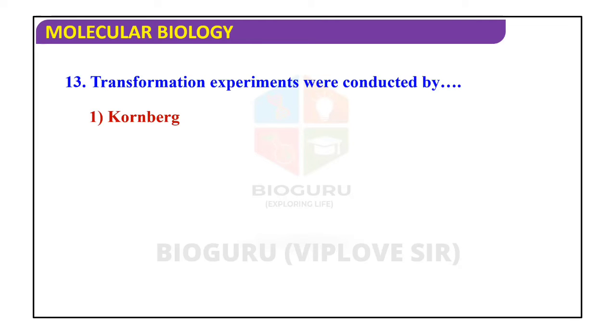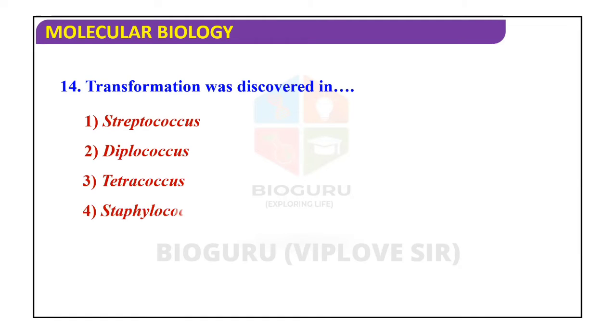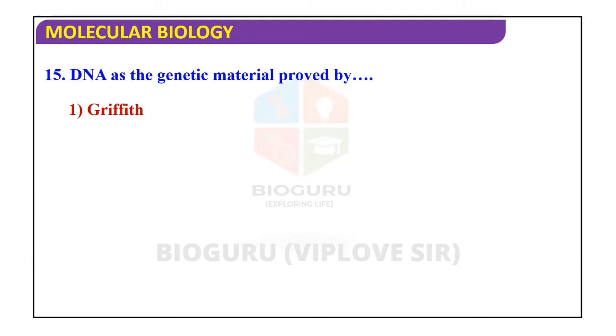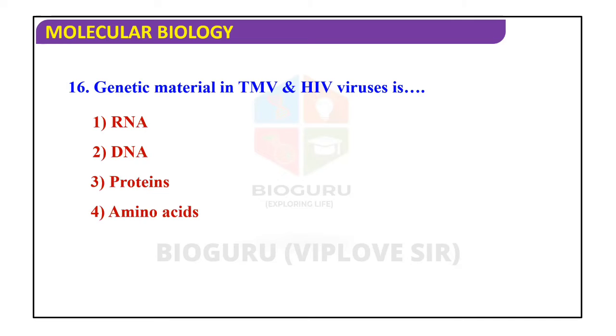Transformation experiments were conducted by Korenberg, Hershey and Chase, Griffith, Liederberg. Griffith. Transformation was discovered in Streptococcus, Diplococcus, Tetracoccus or Staphylococcus. Yes, you are right, it is Streptococcus pneumoniae. DNA as a genetic material was proved by Griffith, Hershey and Chase, Liederberg or Tatum. Yes, Hershey and Chase. Next, genetic material in TMV, tobacco mosaic virus and HIV viruses is RNA, DNA, proteins or amino acids. Yes, it is RNA.